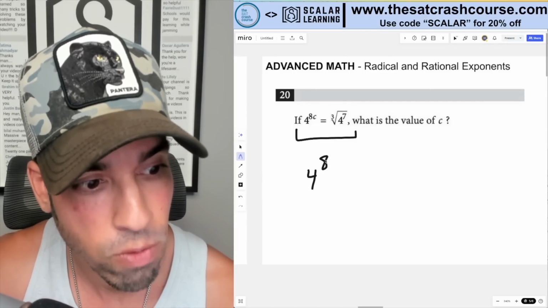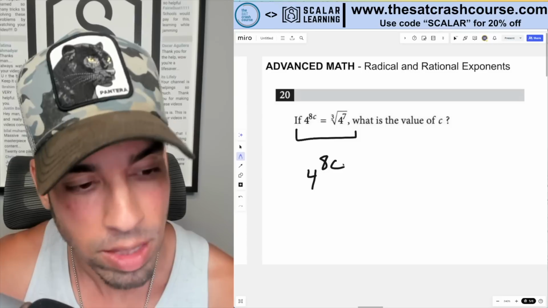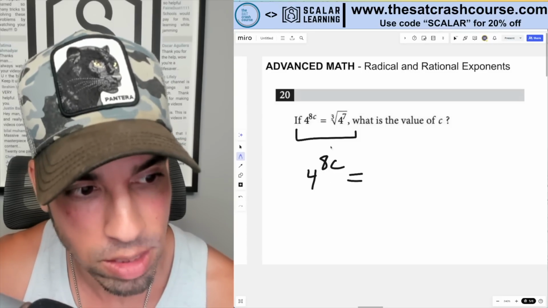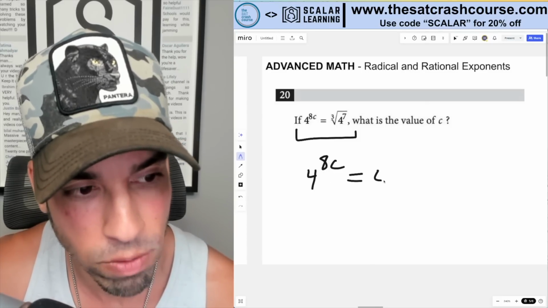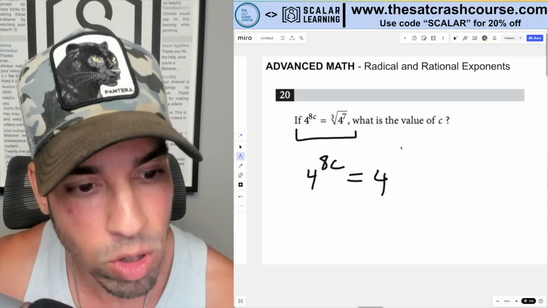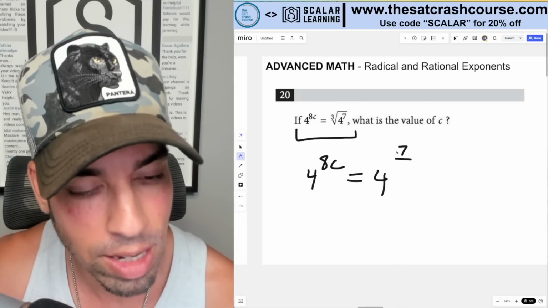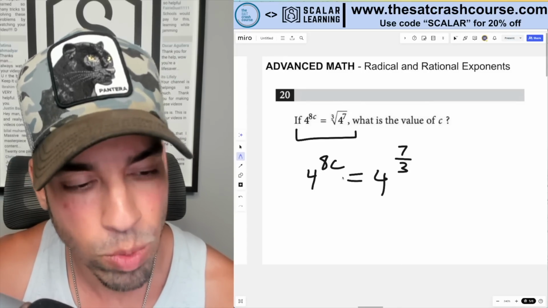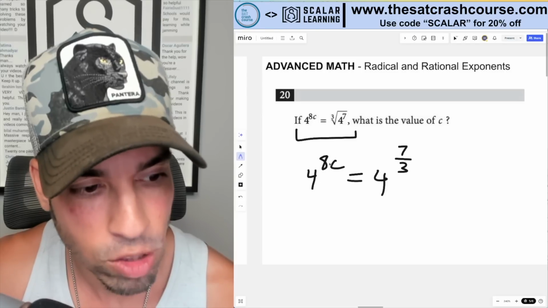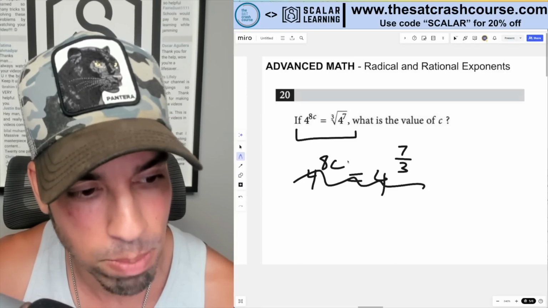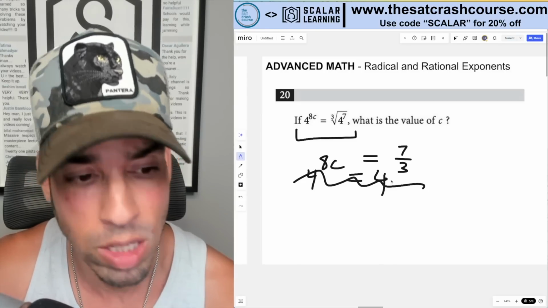So first we have 4 to the 8c, and that's just a nice exponent as is. Now we're going to convert this to a rational exponent. 4 to the, and then the power is the numerator, the index will be the denominator. So this is really great because now I have a nice equation, and when the bases are the same, I can basically cancel them out and just set the exponents equal to each other.